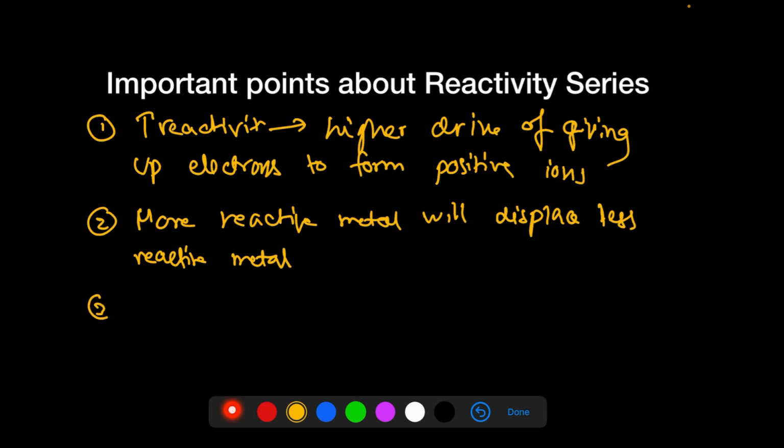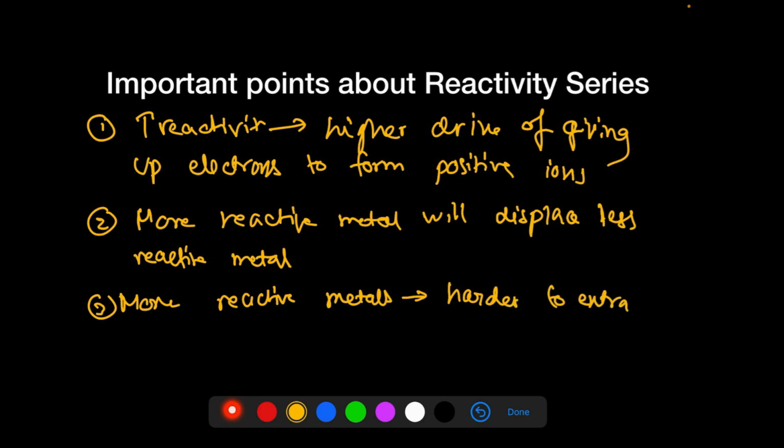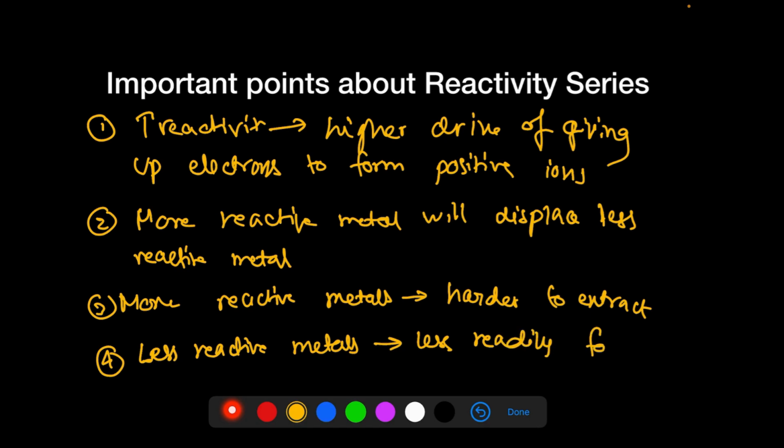And then thirdly, more reactive metals are harder to extract. And lastly, less reactive metals less readily form compounds. The least reactive metals, which are gold, silver, and copper, are found as elements in the Earth's crust.